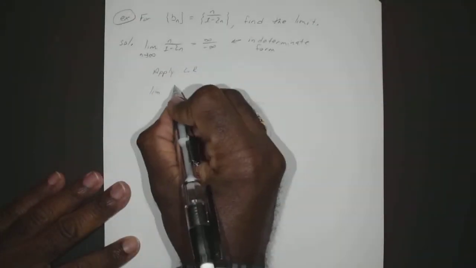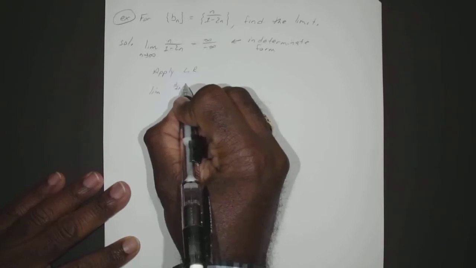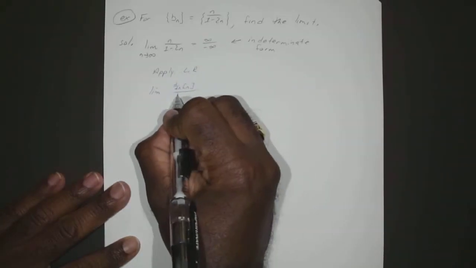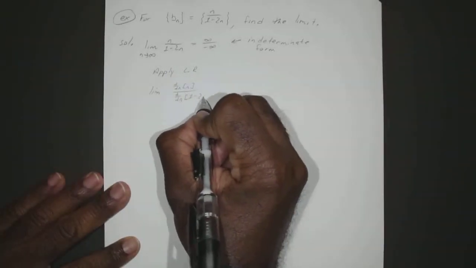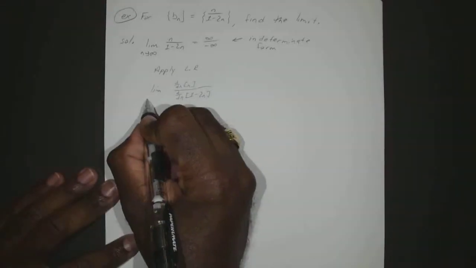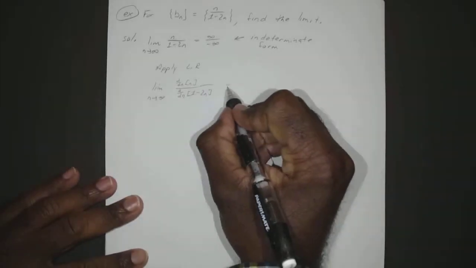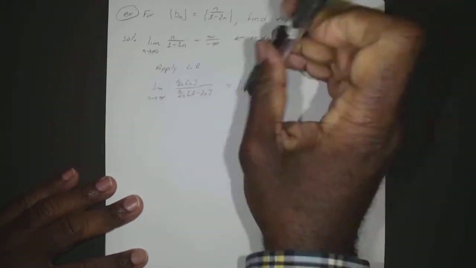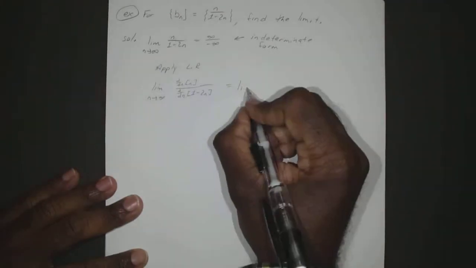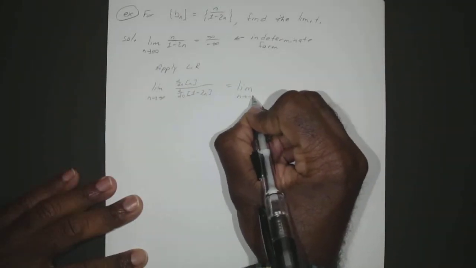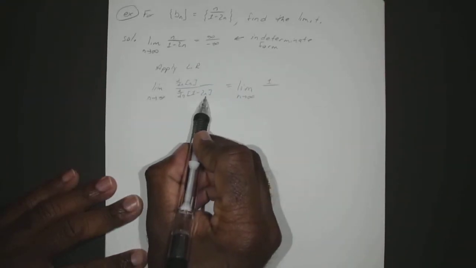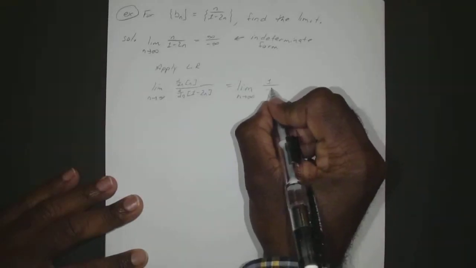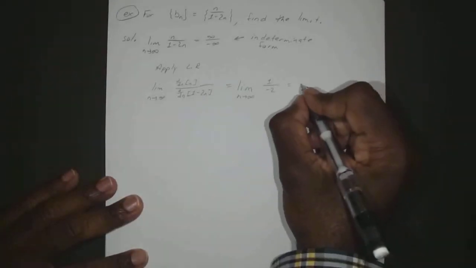That would be the limit of the derivative with respect to n of n over the derivative with respect to n of 1 minus 2n as n approaches infinity. That would just equal the limit as n approaches infinity of 1 over the derivative of 1 minus 2n, which is just negative 2. So you end up with just negative 1/2.